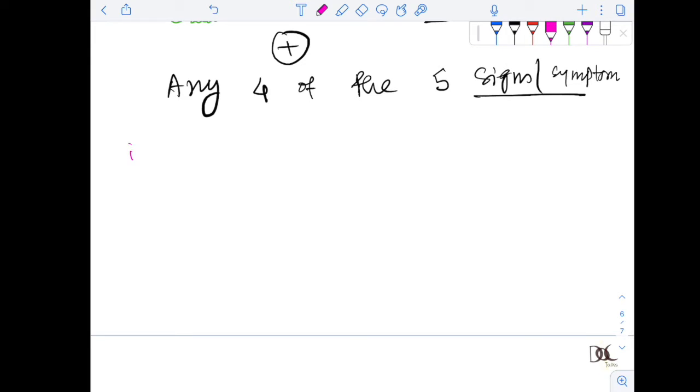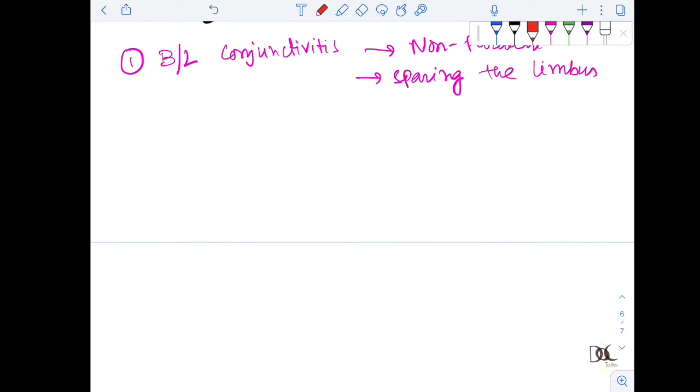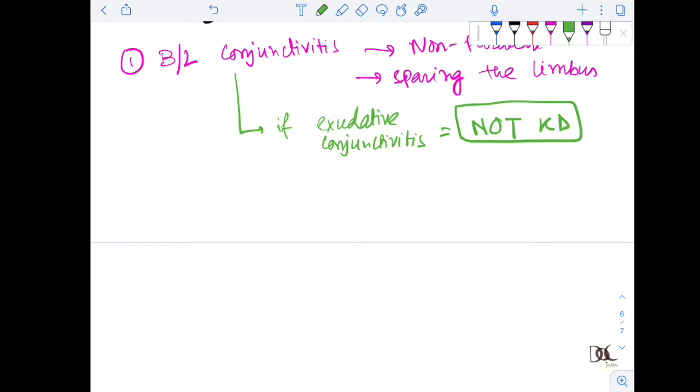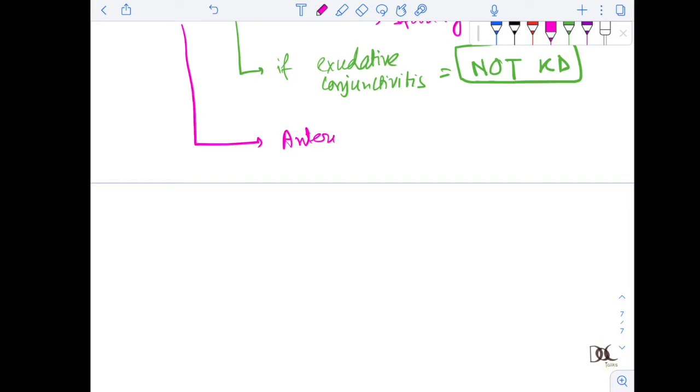Okay, the first thing, what is this? Bilateral conjunctival injection. Bilateral conjunctivitis which is non-purulent and sparing the limbus. That's it. But if there is exudative conjunctivitis, no, not KD. And other features may be there except conjunctivitis. Other features of KD may involve the eye, maybe anterior uveitis. That may also be an associated feature of KD, right? That may involve the eyes.